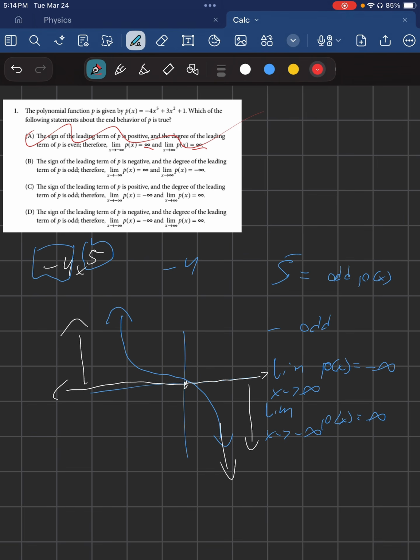Part B, the sign of the leading term of P is negative. That is true. Negative 4 is negative. The degree of the leading term of P is odd, which is true. We determined that it is an odd function. Therefore, the limit as x approaches negative infinity of P of x is infinity. That is true. And the limit as x approaches infinity of P of x is negative infinity. That is also true. So our answer to this question is B.